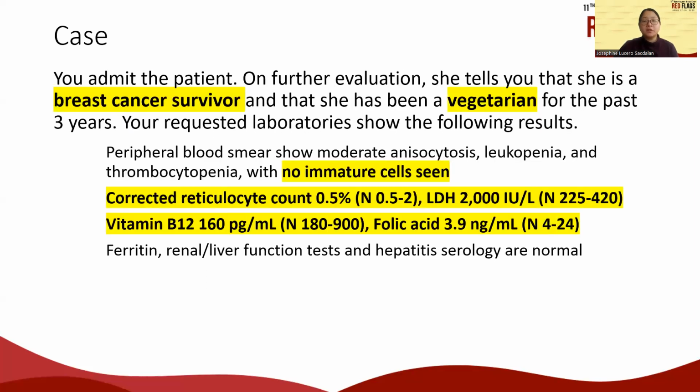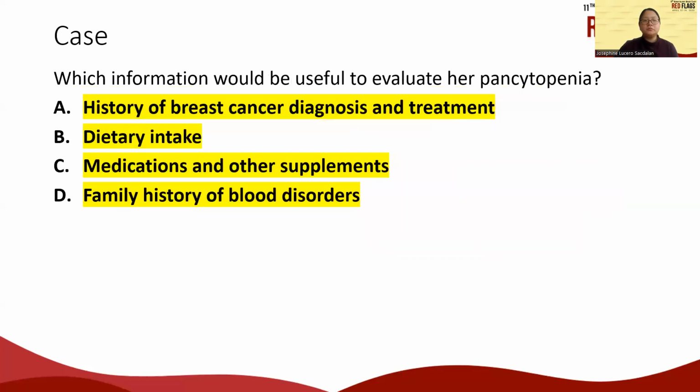So the pertinent information she shared include her previous cancer history, her current dietary habits, and the blood results did not reveal any immature cells. The corrected reticulocyte is at the lower limit of normal, LDH elevated, and the vitamin B12 and folate are mildly low. All of the information will be important.